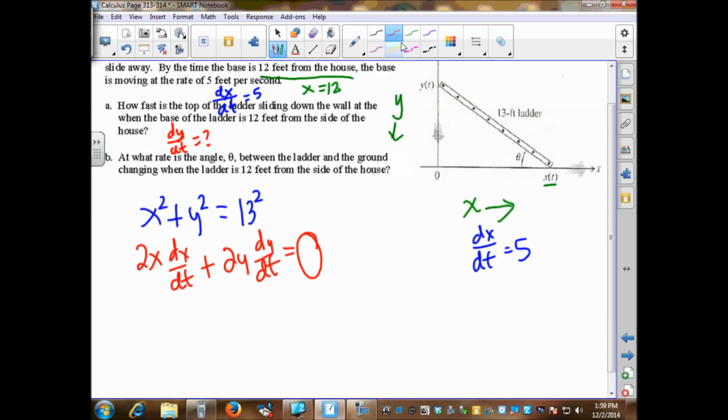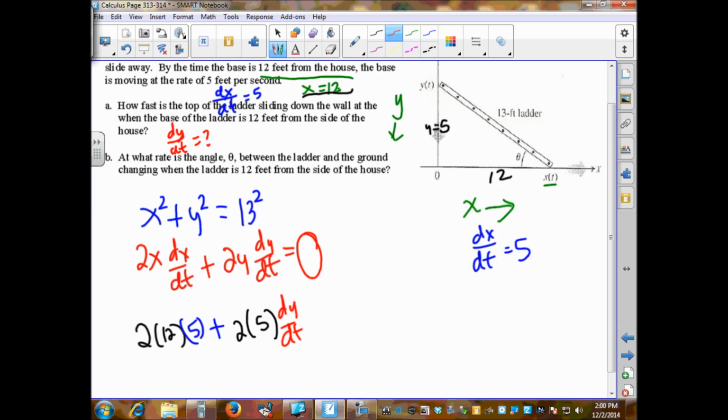All right, we can plug in our information and find the answer. So we have 2x, which we know is 12, and we know dx dt is 5, and then we have 2y. Well, if x is 12 and the hypotenuse is 13, we know we're dealing with a 5, 12, 13 triangle, so we know y is 5. dy dt equal to 0.